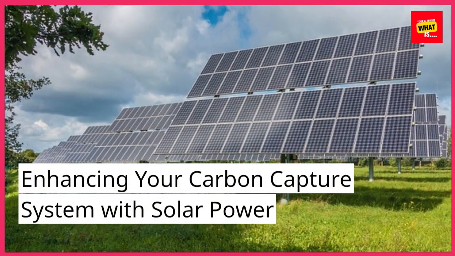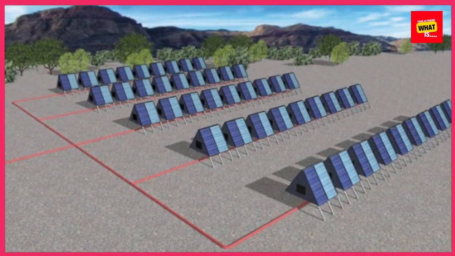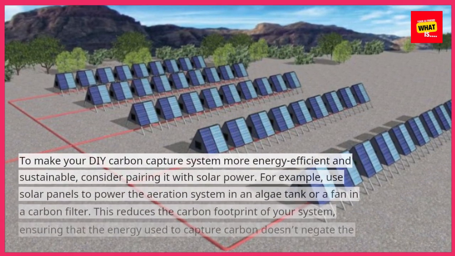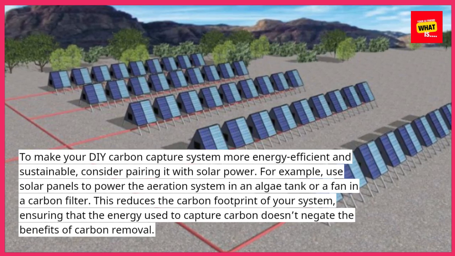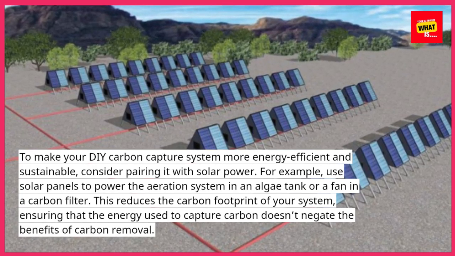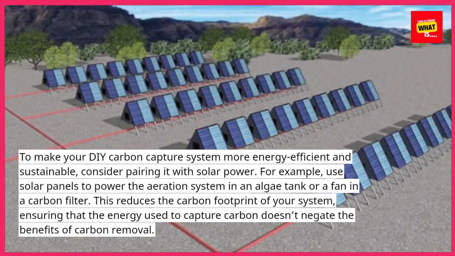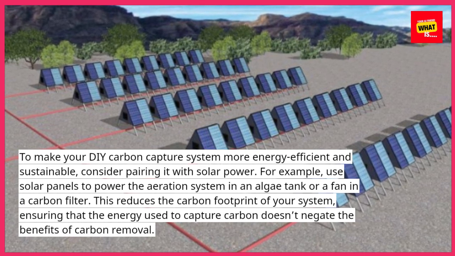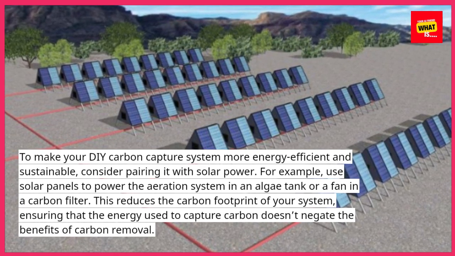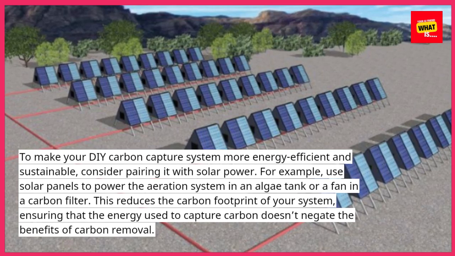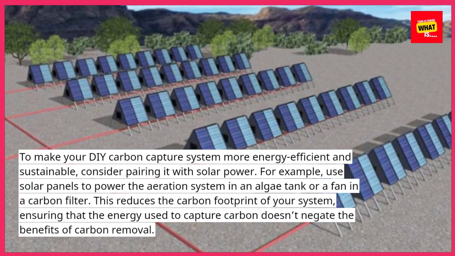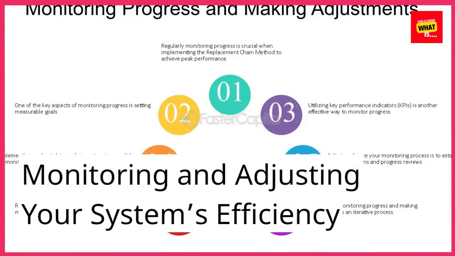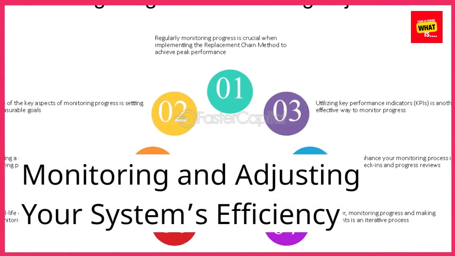Enhancing your carbon capture system with solar power. To make your DIY carbon capture system more energy efficient and sustainable, consider pairing it with solar power. For example, use solar panels to power the aeration system in an algae tank or a fan in a carbon filter. This reduces the carbon footprint of your system, ensuring that the energy used to capture carbon doesn't negate the benefits of carbon removal.